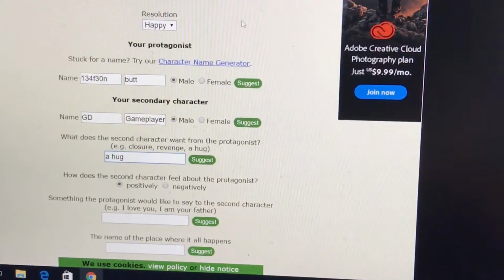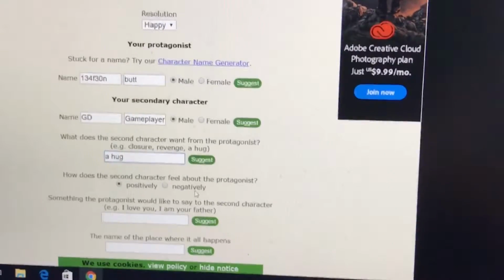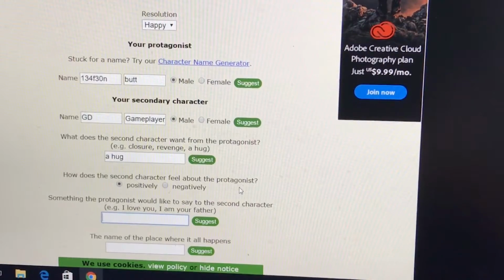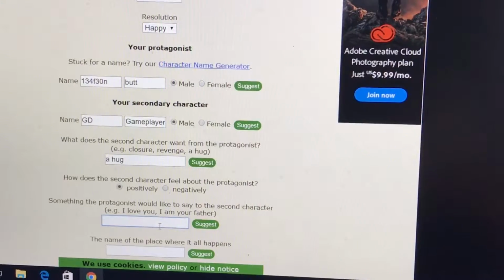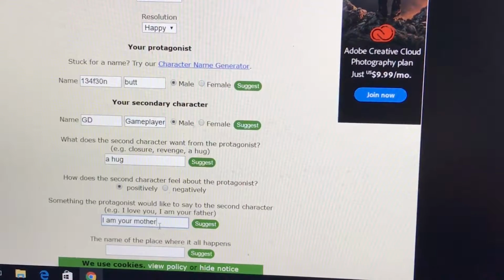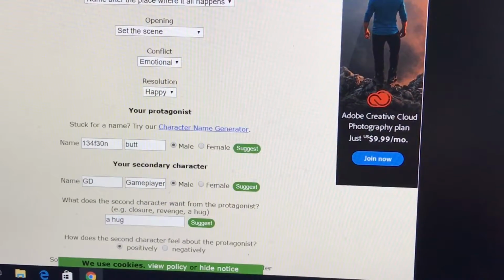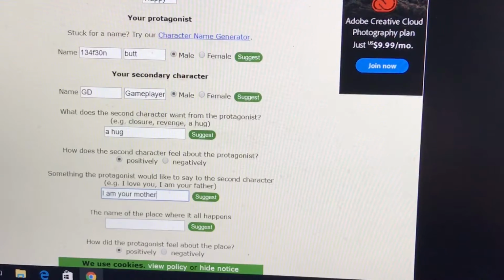How does the second character feel, negatively or positively? Positively, because of friends. Something the protagonist would like to say to the second character. Example: I love you, I am your father. How about neither of those? I am your mother. Keep in mind that the character is GD Game Player. But it says the protagonist would like, and I'm the protagonist. So, yeah. You're also a male.